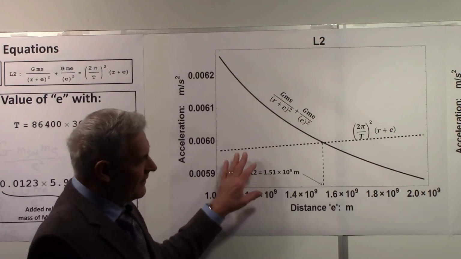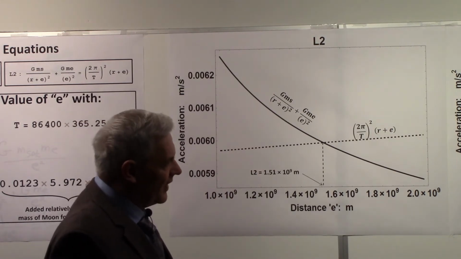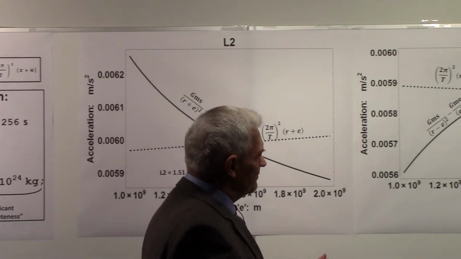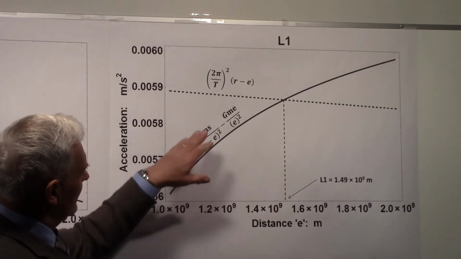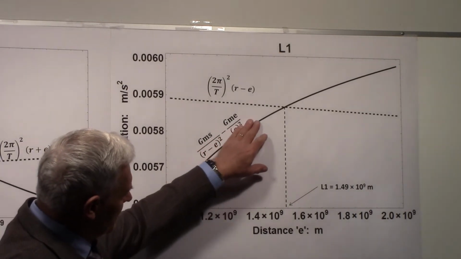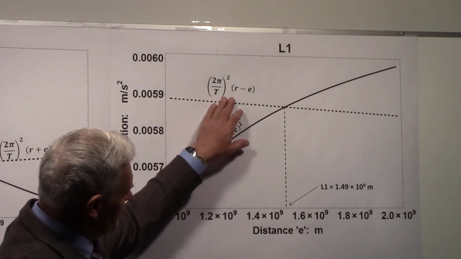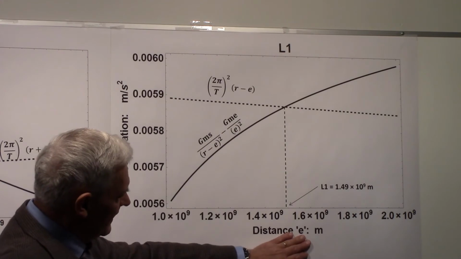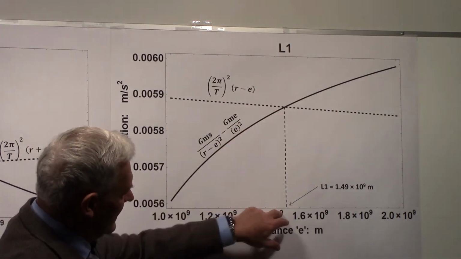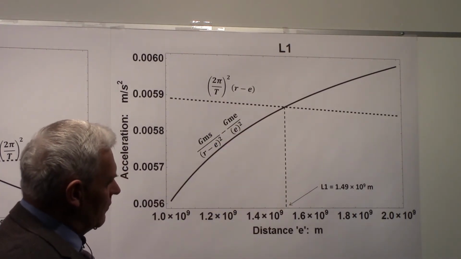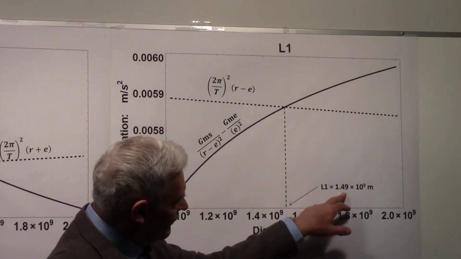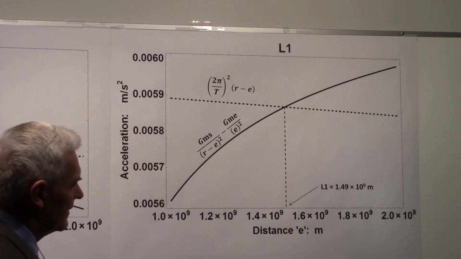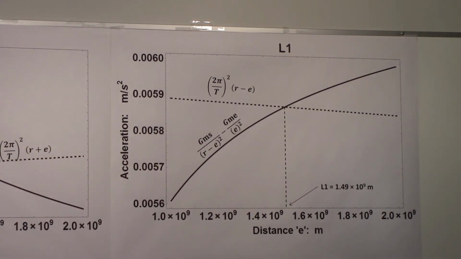using a graph. We can do the same thing for L1. Remember the expression for the L1, we have minuses where we had pluses for the L2. And so here's the one expression plotted, here's the other expression plotted, again as a function of E. And where they cross, that is the value for L1. And if you look at this closely, it's roughly 1.49 times 10 to the 9th meters. So you can see L1 is almost equal to L2.